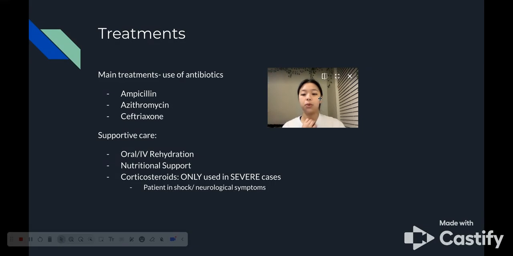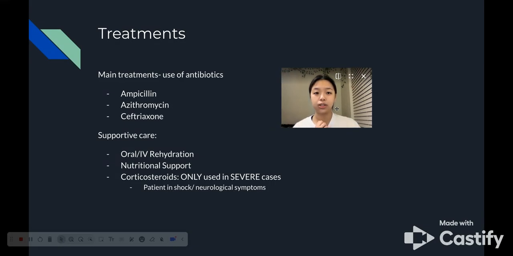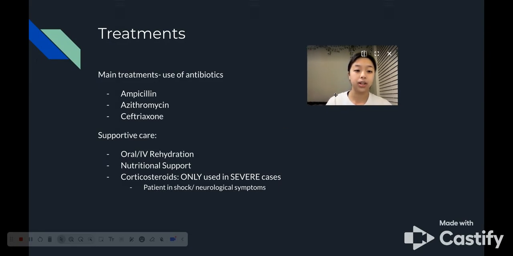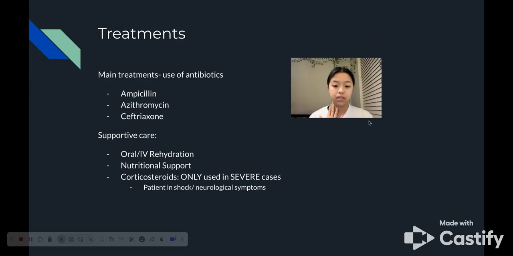So now we have our supportive care, which is oral and IV rehydration. Since none of us want to dehydrate if we contract it, I hope we don't contract it. But for people who did contract it or who do have it, you want to drink a lot of water because you don't want to dehydrate from diarrhea or a fever. Nutritional support is going to be there to help you recover. And we also have corticosteroids that are used in severe cases, whenever there are neurological symptoms or whenever you're in shock.